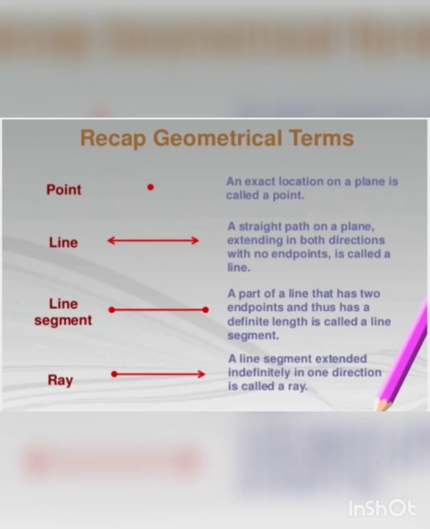Next, line. A straight path on a plane extending in both directions with no endpoints is called a line. Line segment. A part of a line that has two endpoints and has definite length is called a line segment. Next is ray. A line segment extending indefinitely in one direction is called a ray. A ray has one endpoint.